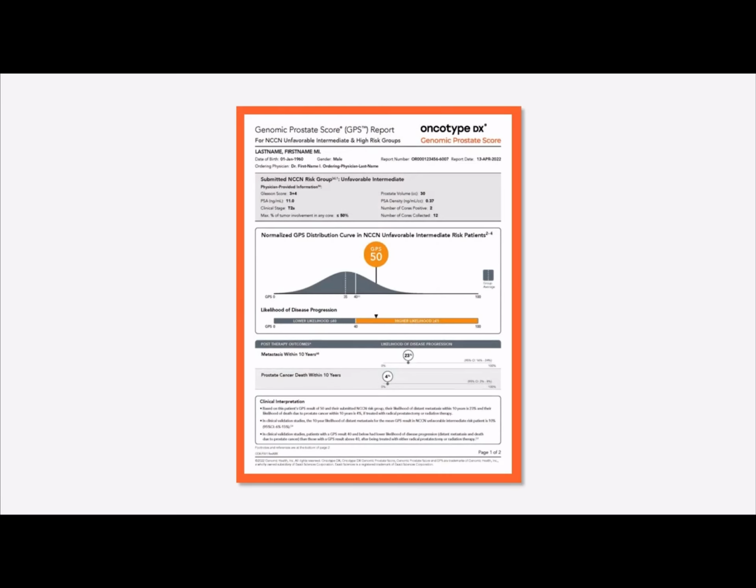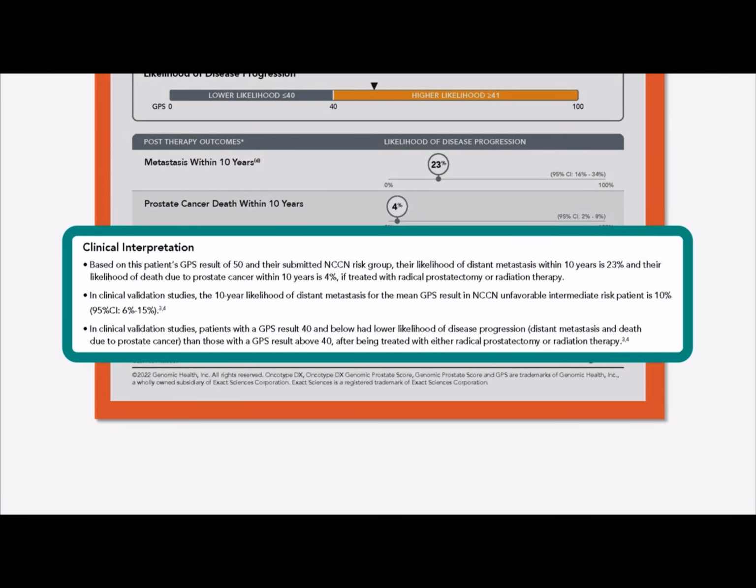Where insights connect. This is where it all comes together. At the bottom of the first page is a clear clinical interpretation of what your patient's collective information means. This helps summarize how the patient's GPS result and risks of disease progression relate to other similar patients and the GPS cut point. In summary, the GPS high-risk patient report provides insight into tumor biology to help you and your patient determine how aggressive of a treatment approach is appropriate. The GPS result is an independent predictor of aggressiveness of disease. The report provides separate risks of metastasis and prostate cancer death within 10 years.